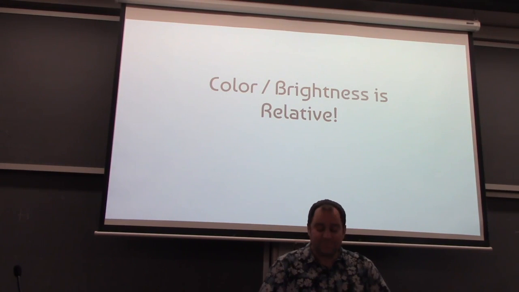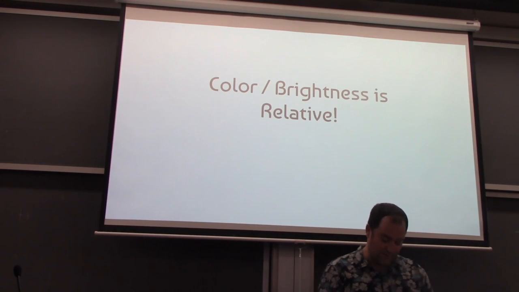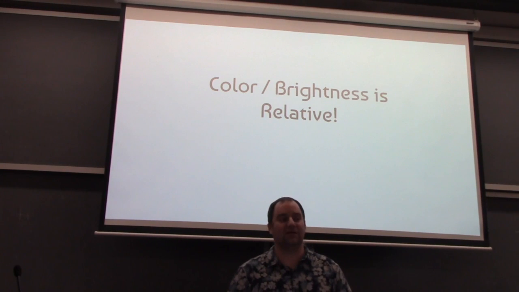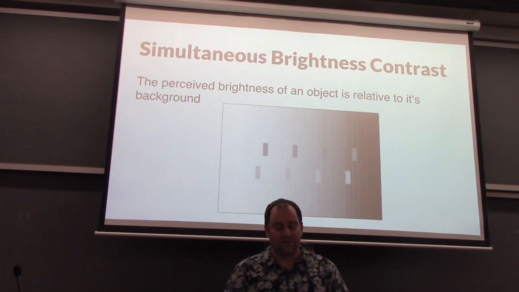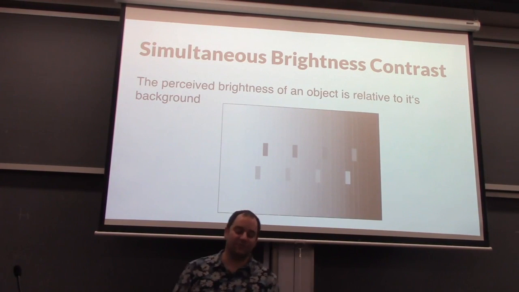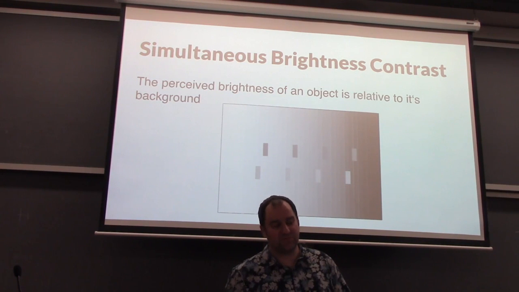Okay, so next I'll be talking about how color brightness is relative. We don't have an absolute perception of color. There's the phenomenon of simultaneous brightness contrast. The perceived brightness of an object is always relative to its background.